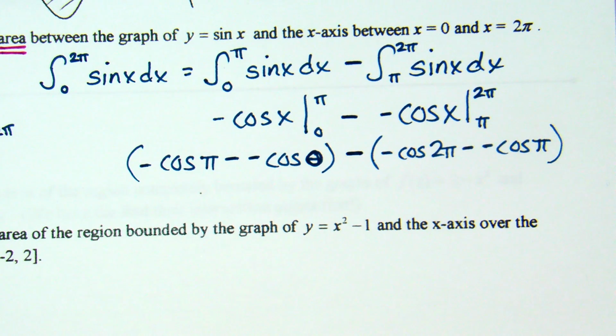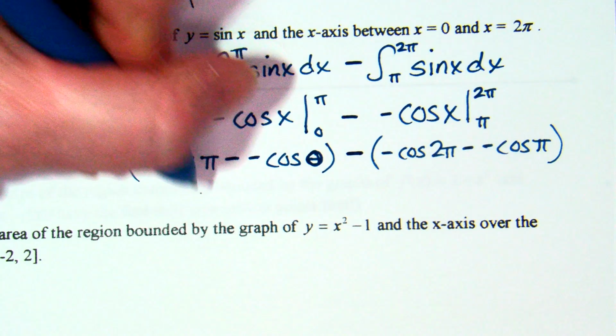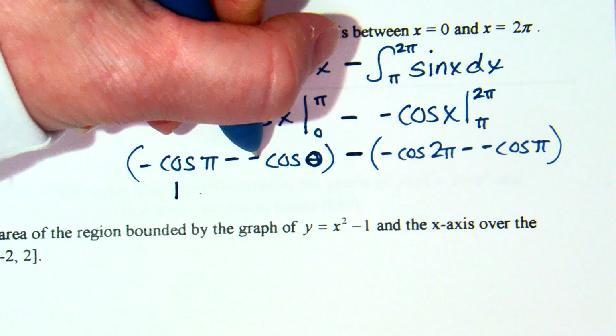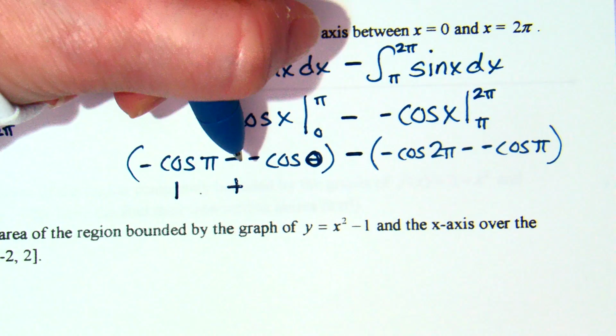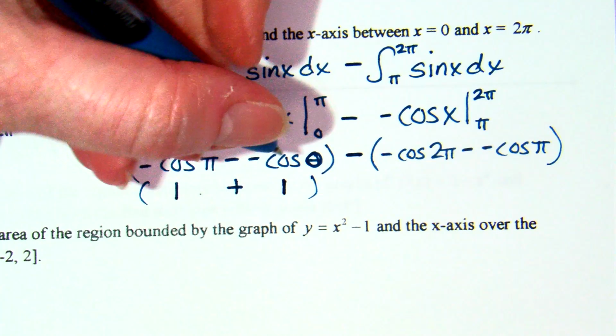Negative cosine of pi, positive 1. Minus negative, so plus, cosine of 0, 1. And if you will, 1 plus 1 is 2.